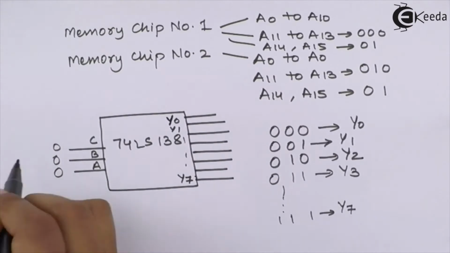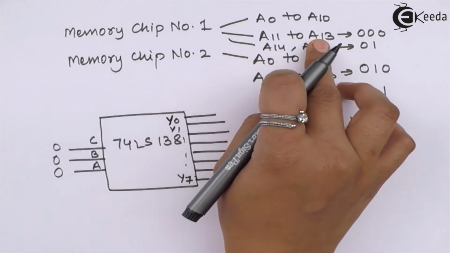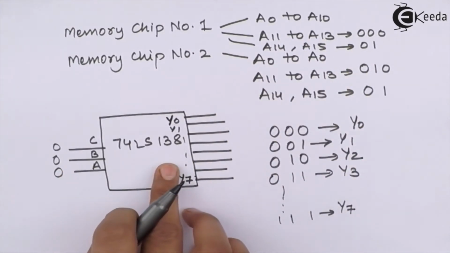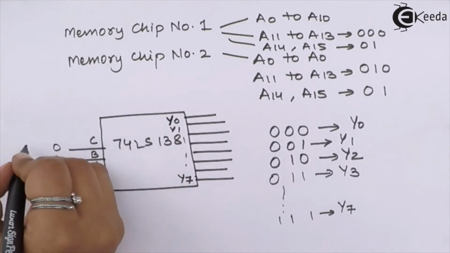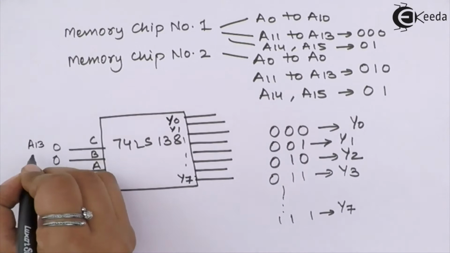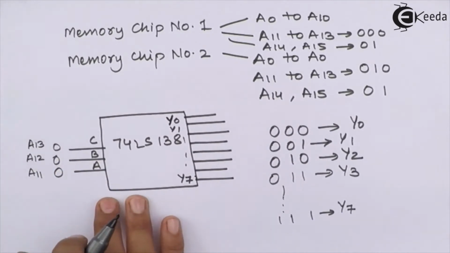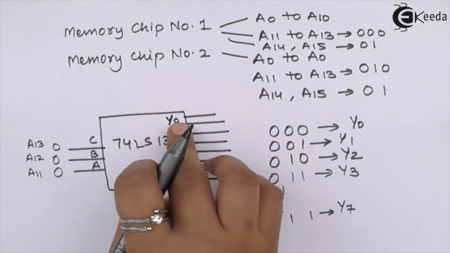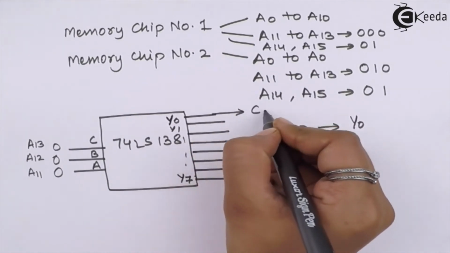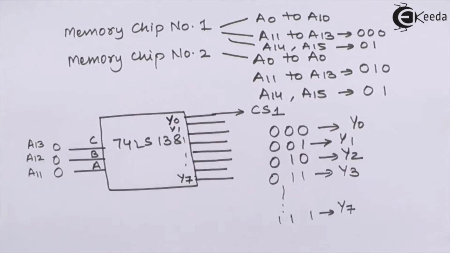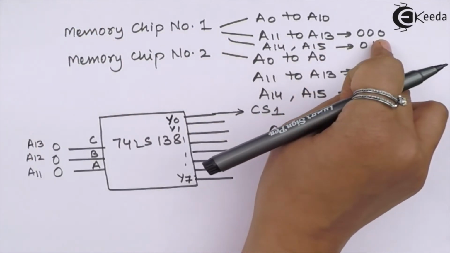Now because we are using the 3 lines A11 to A13 as input lines of the 74LS138 decoder, here we will have A13, A12 and A11 as the input lines. So when it is 0, 0, 0, Y0 is activated. This Y0 will be used as the chip select signal for memory chip number 1. So when this is activated, memory chip number 1 will be selected.